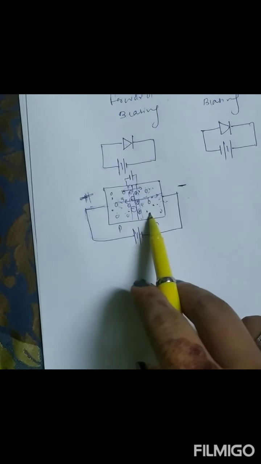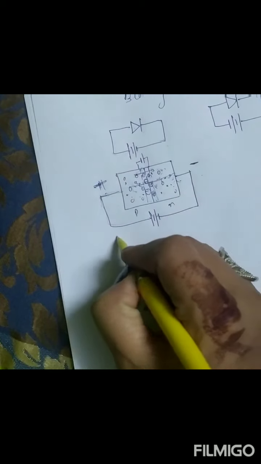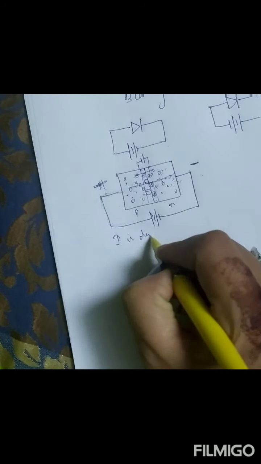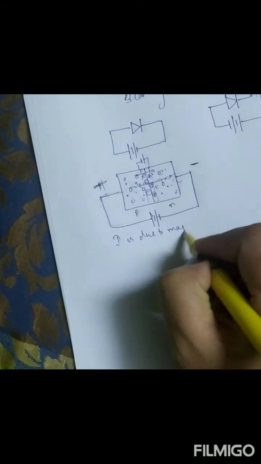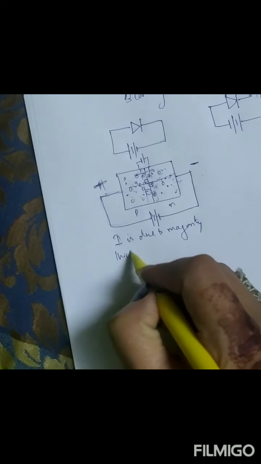Because here majority charge carriers actually move. So current is due to majority charge carriers. And the second thing, the depletion layer decreases. The thickness of the depletion layer decreases.